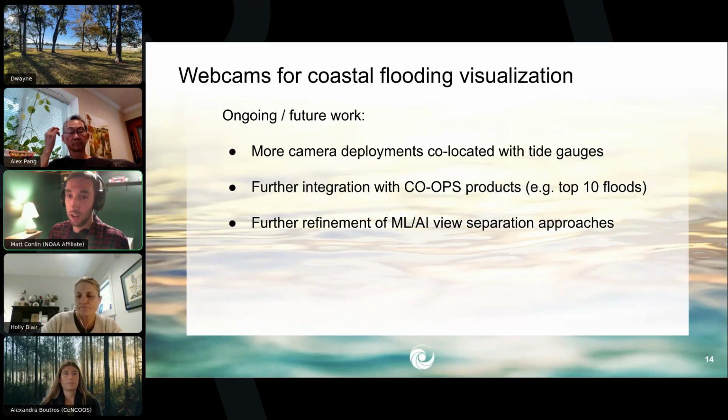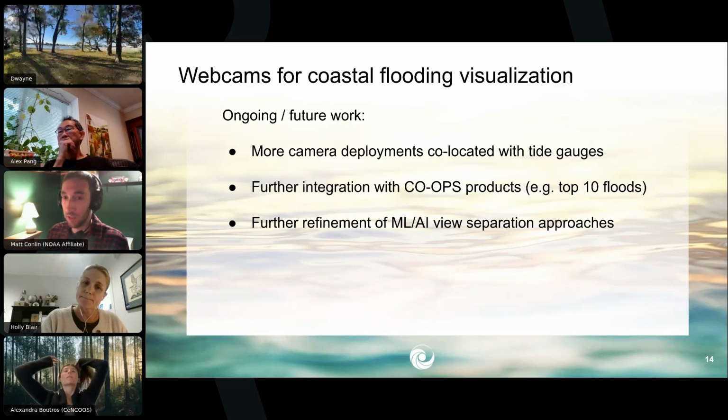We're also working on integrating some of these video products with other CO-OPS products. CO-OPS provides top 10 floods at a lot of their tide gauges, so it would be really cool if you could see this list of top 10 floods and then click and see a video of some of these, if they occurred when a WebCOOS camera was deployed. So things like that are also ongoing.